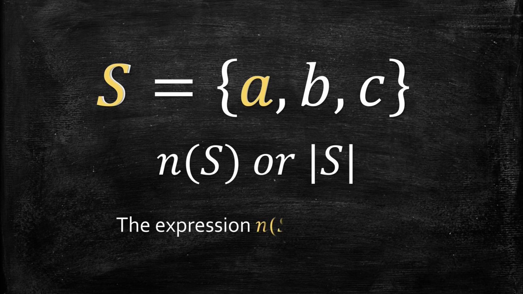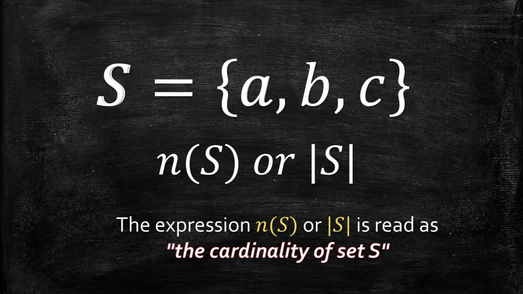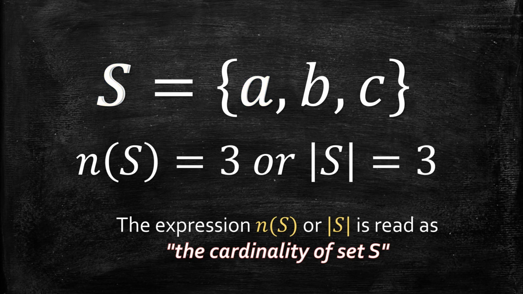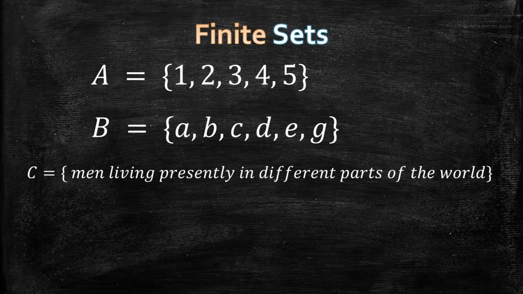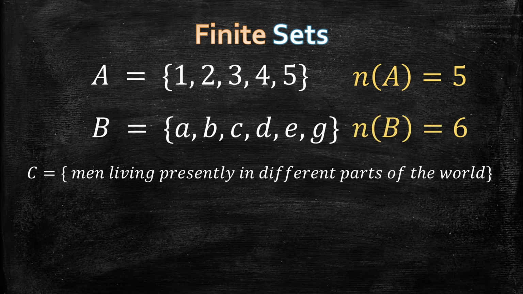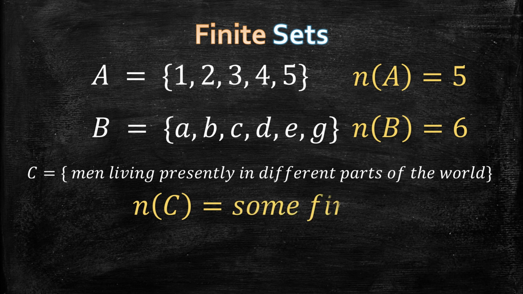By number of elements of a set S, we mean the number of distinct elements of the set, and we denote it by the cardinality of set S. The sets A, B, and C given above are finite sets, and the cardinality of set A is equal to 5. The cardinality of set B is equal to 6, and the cardinality of set C is equal to some finite number.